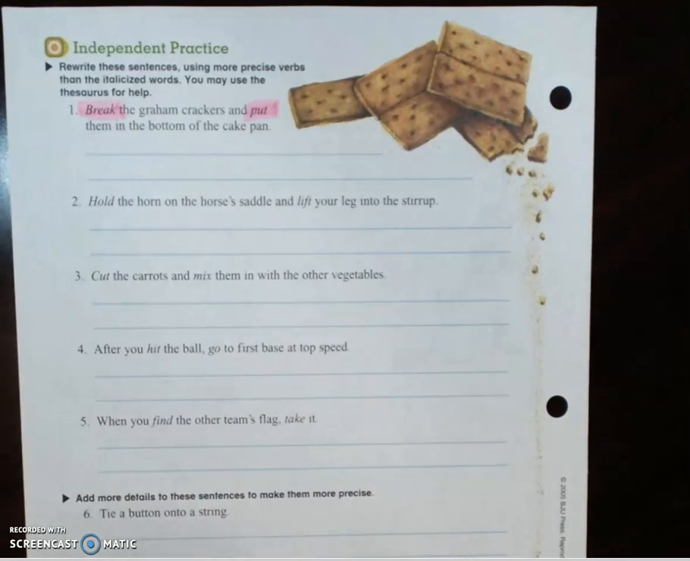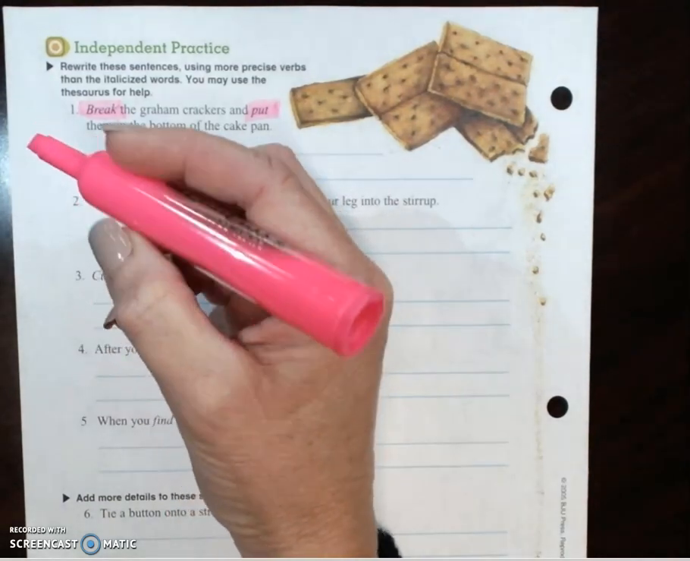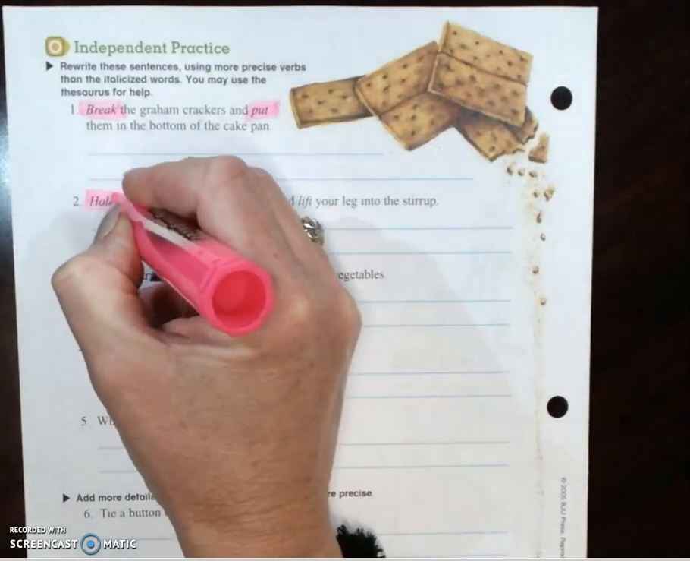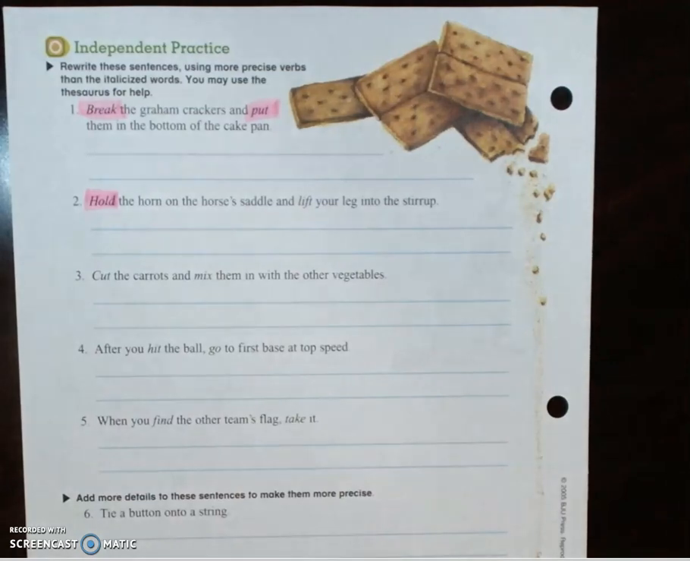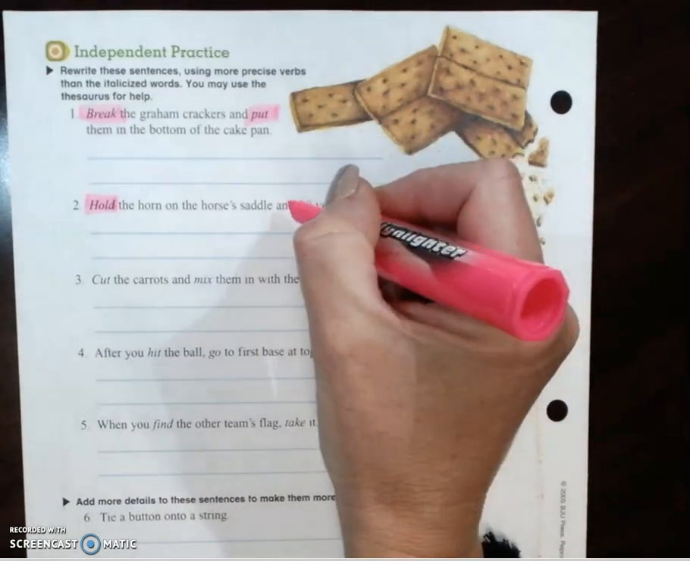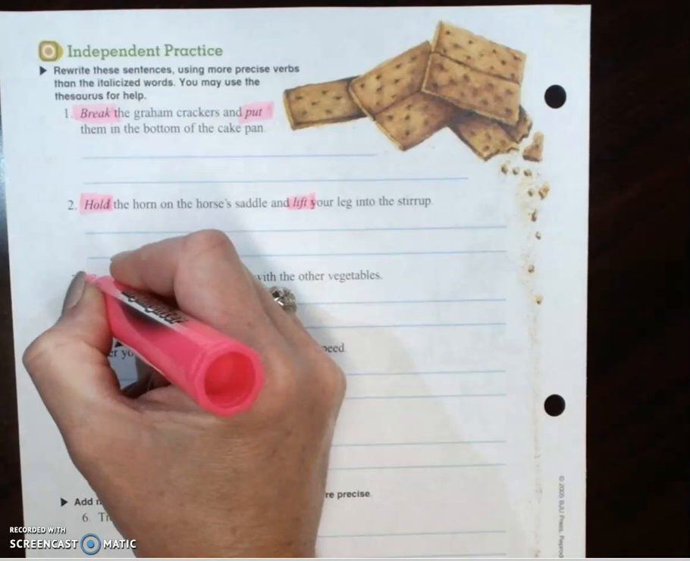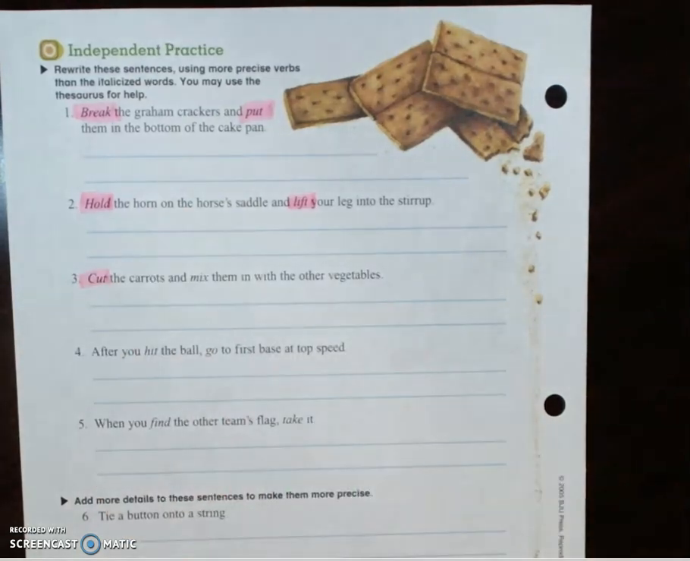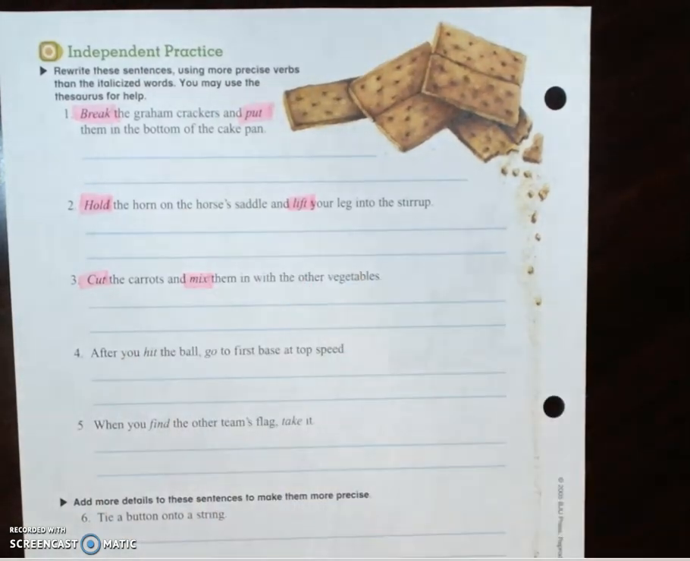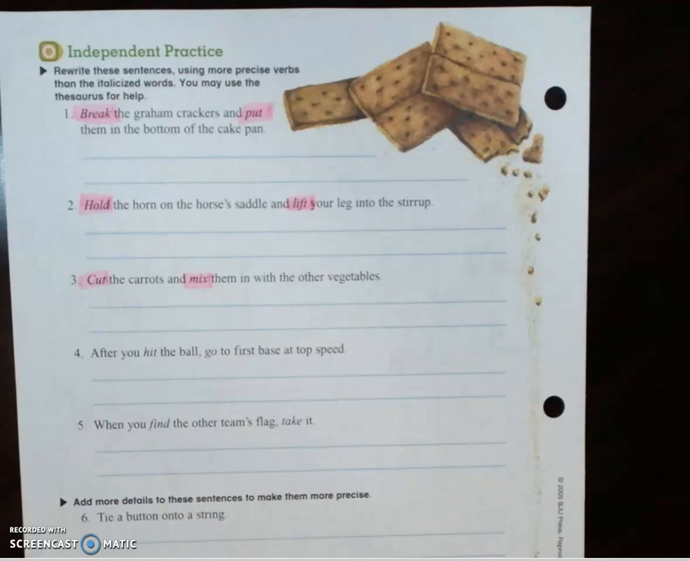Number 2, you're going to replace the word hold. It says hold the horn on the horse's saddle and lift your leg into the stirrup. The next word that you're going to look up is lift. Okay, so you're going to change that word into a more precise word. Number 3, instead of using the word cut the carrots, and instead of saying mix them with the other vegetables, you're going to use a different word that you can find on the thesaurus.